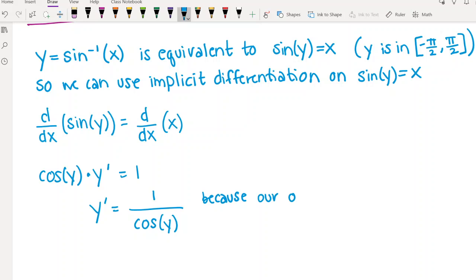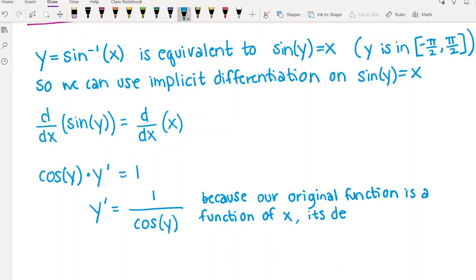Because our original function is a function of x, I'm being kind of redundant here. I guess I could say curve as a more general term, but because our original function is a function of x, its derivative can be expressed, and we just have to figure out how, as a function of x.